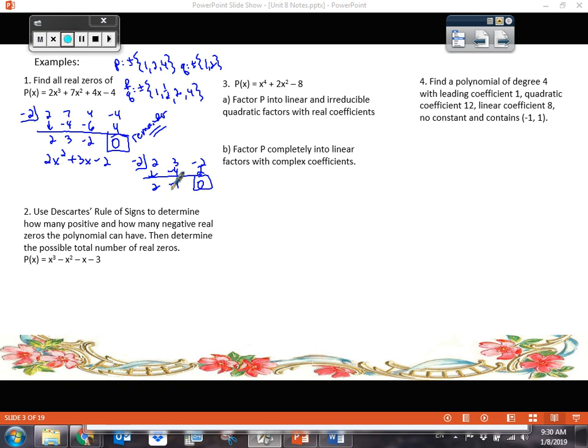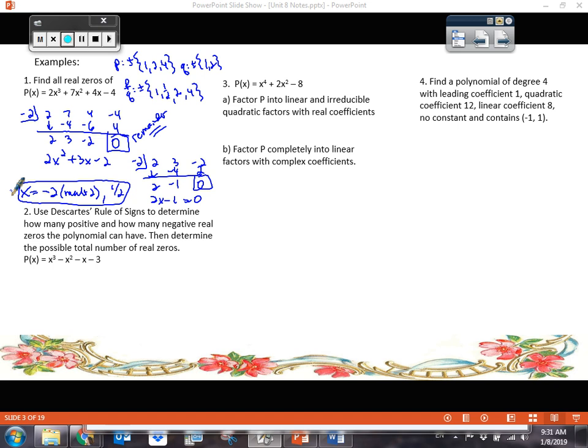And I could just keep doing this if I wanted to, or I could stop and translate it. I'll just stop and translate it. This is 2x minus 1. I would set that equal to 0 because I'm looking for the roots, and I would get x is 1/2. I mean, that's what we would do. So my roots are x equals -2 with a multiplicity of 2 and 1/2. Those are my roots.